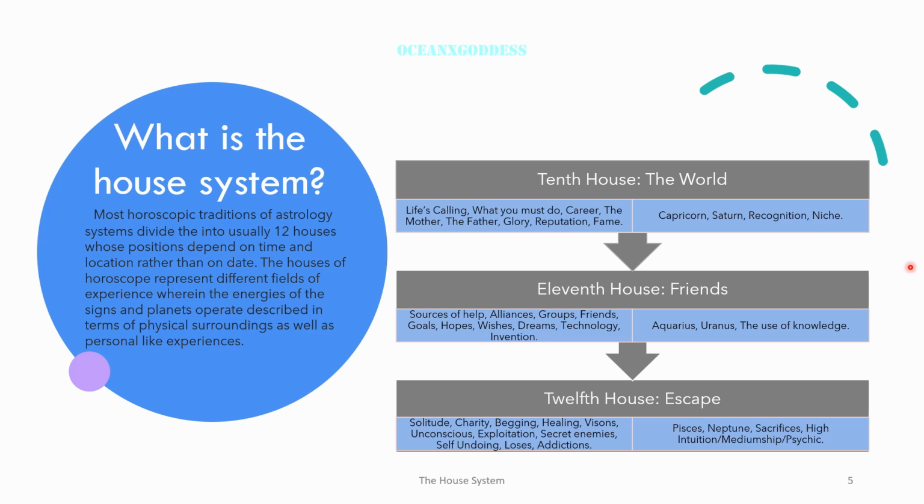Okay, so in the 12th house, we have escape. The 12th house is about solitude, charity, begging, healing, visions, unconscious, exploitation, secret enemies, self-undoing, losses, and addictions. Some energies ruling this house are Pisces, Neptune, sacrifices, high intuition, mediumship, and psychicship. Okay, so let's get right into the 12th house. I'm just going to go ahead and read about the 12th house before I start talking about it.